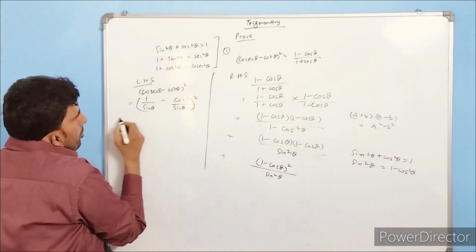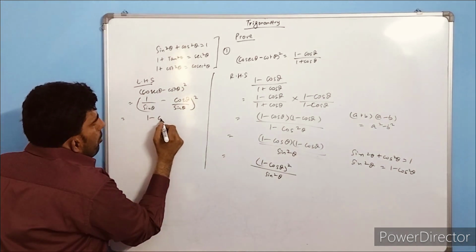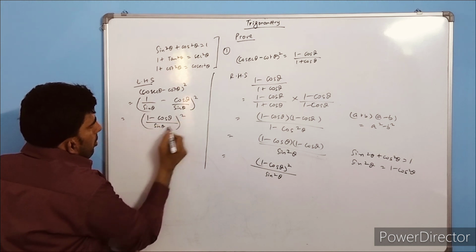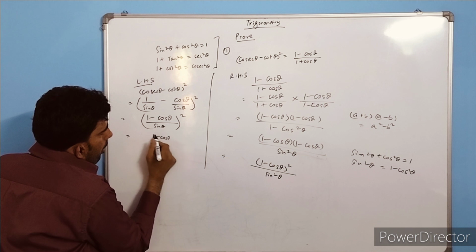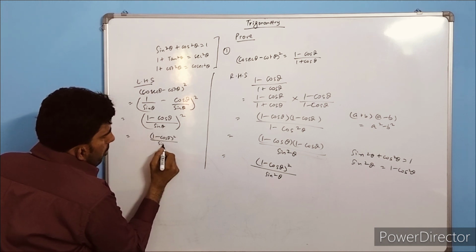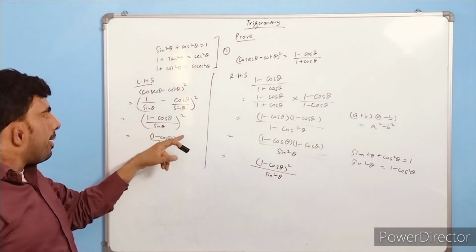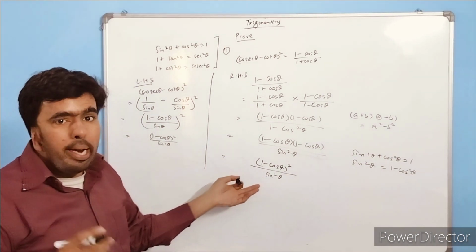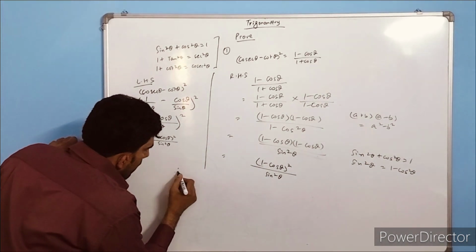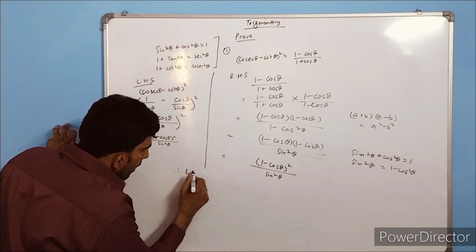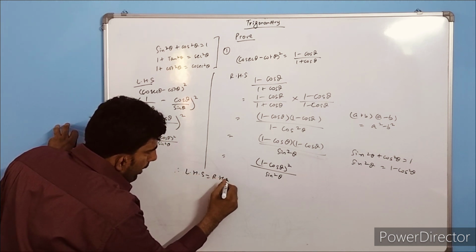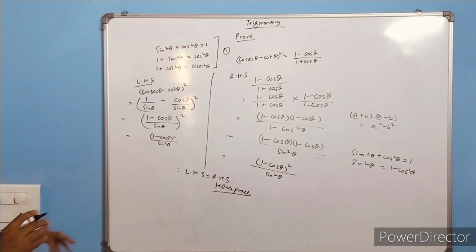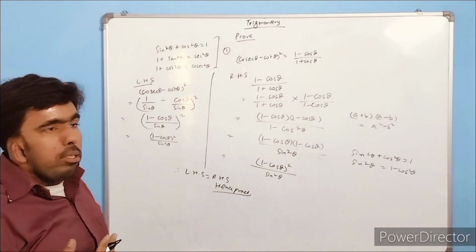Whole square. So now what we can do? 1 minus cos theta, taking LCM, upon sin theta whole square. So what I got is 1 minus cos theta whole square upon sin square theta, because the square applies on both numerator and denominator. So we can see we got the answer, LHS is equal to RHS. So that is how we can prove. This is the first question we have proved, that is LHS is equal to RHS. Hence proved.